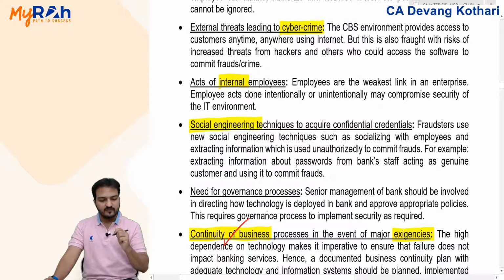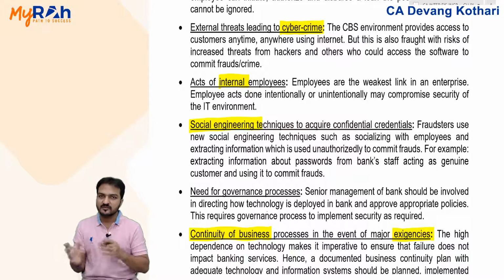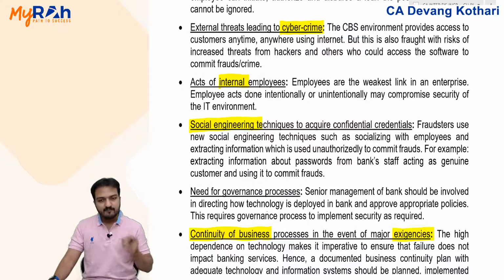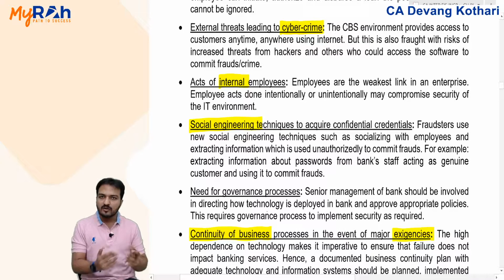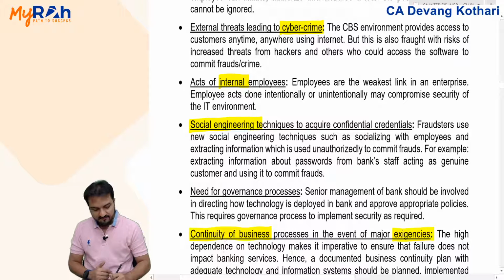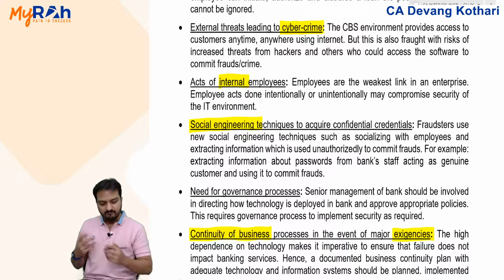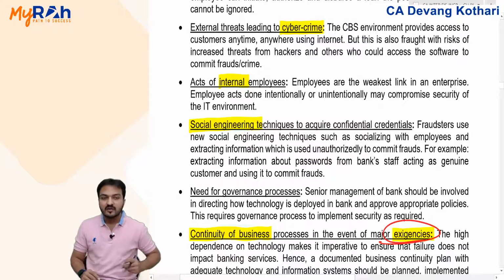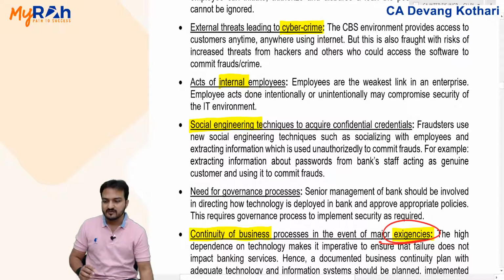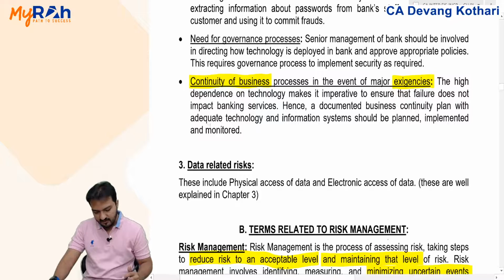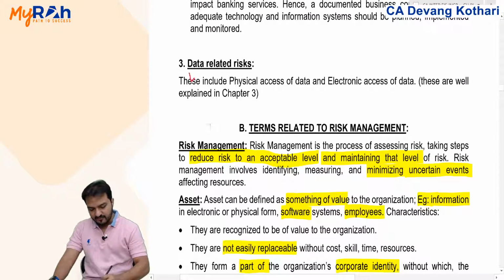Look, in case my business is using technologies, then my business is over dependent on technology. Now we are so much dependent on the technology that my continuity of business is at risk. Someday if there is some major exigency and technology does not work, then my entire business continuity might be at risk. So these were all the technology related risks. Data related risks we have done in chapter number 3.